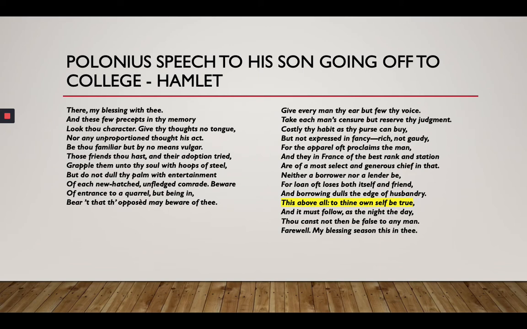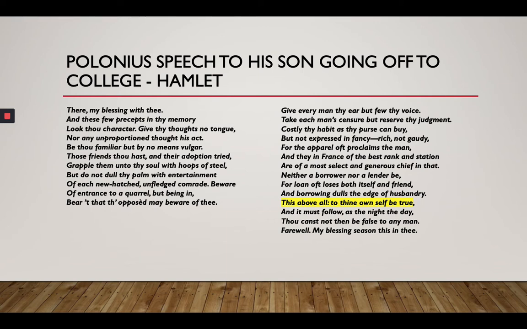This is happening in Act 1, Scene 3 of Hamlet. Polonius is sending his son Laertes off to university. It's not much different from you guys. He's a young kid. He's about to go off and make new friends and live a new life away from his parents for the first time. And so imagine how your parents feel. Imagine how scary this is for them. So this is Polonius' farewell speech.